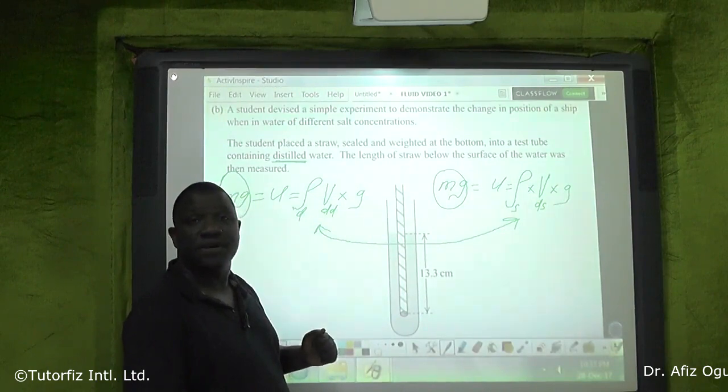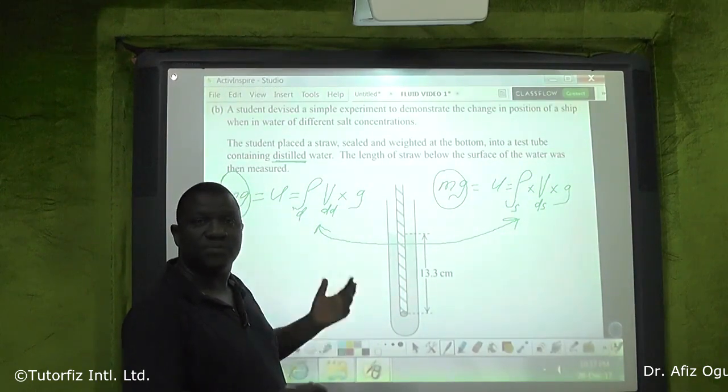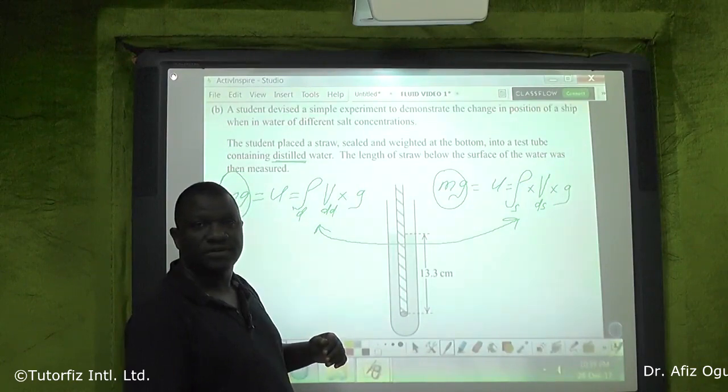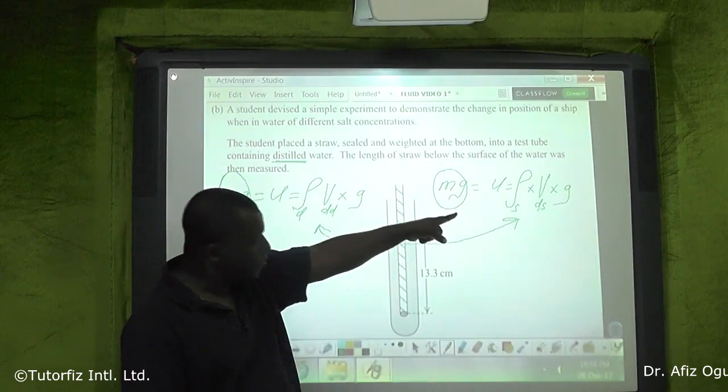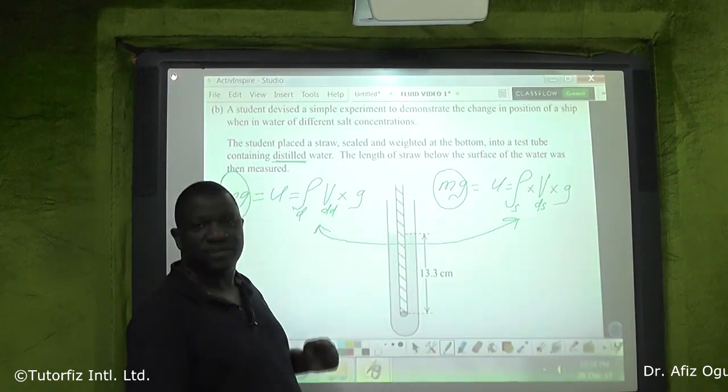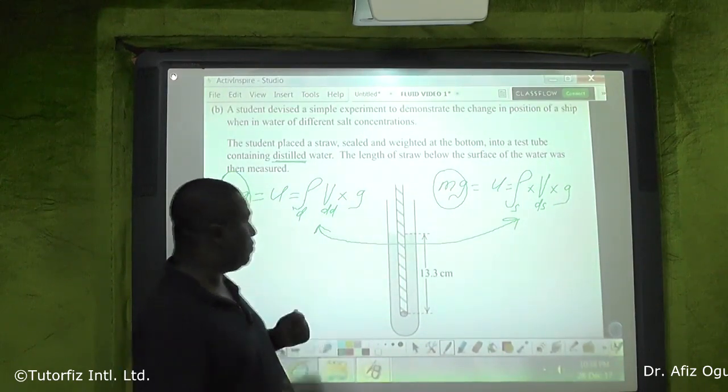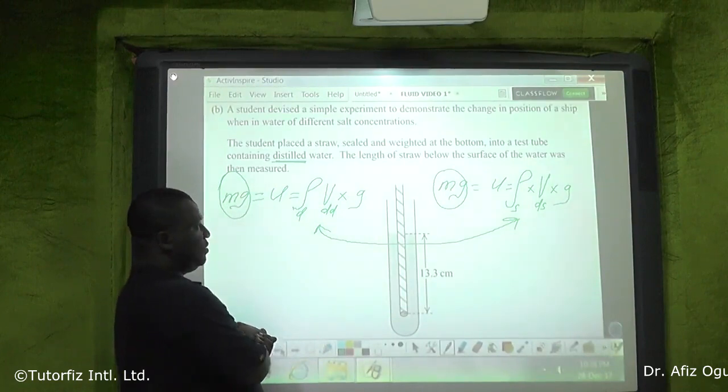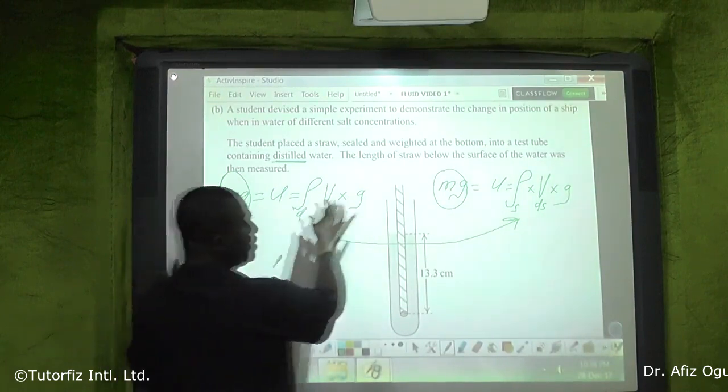Just as we said before about the amount of water displaced, the upthrust is the weight of the water displaced. So something has increased, so the volume has to be less so that you get the same upthrust. Now, let's equate them together.